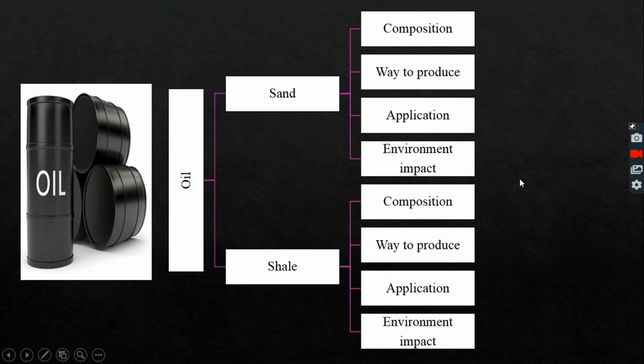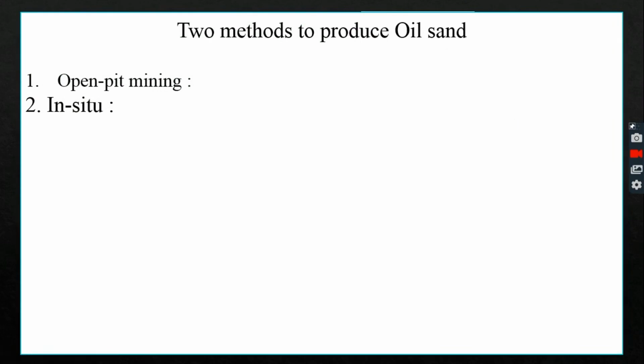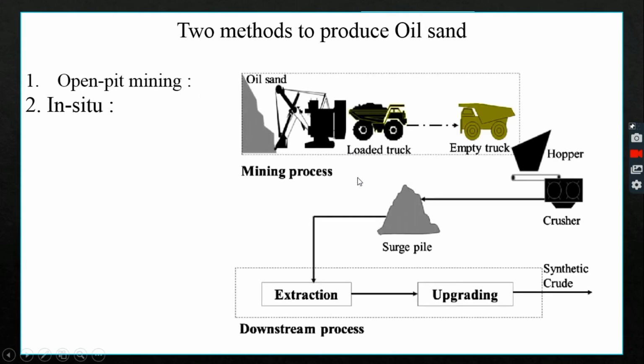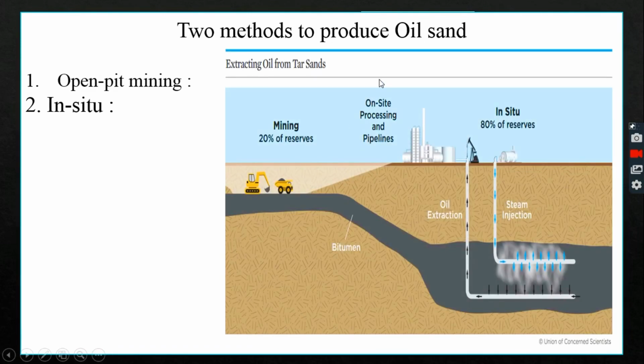The second comparison is the way to produce oil sand and shale. There are two methods to produce oil sand and extract it. The first one is open pit mining, within 75 meters. First of all, the oil sand is shipped by load truck and then sent to the crusher and mixed with hot water to extract the bitumen. The second method is in situ. When the oil sand is below 75 meters, we use steam injection to extract the bitumen, as shown in this picture.